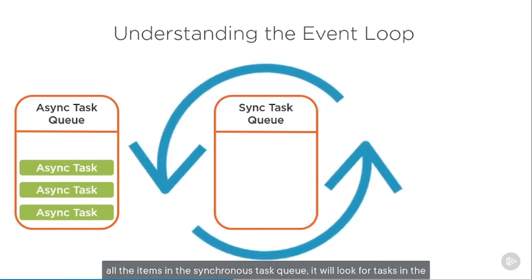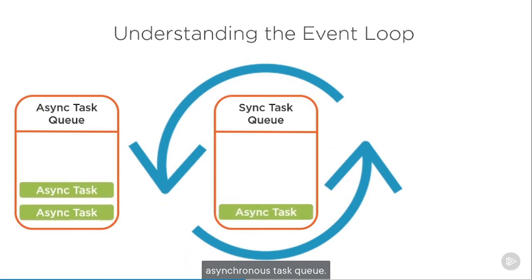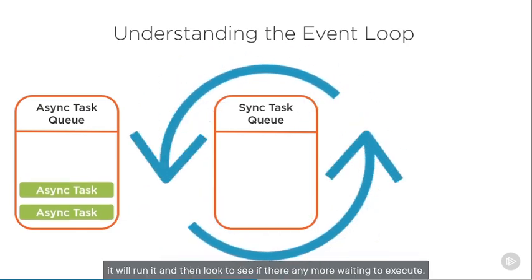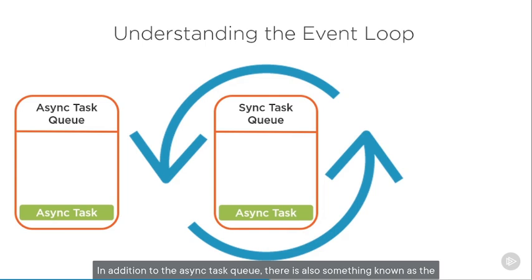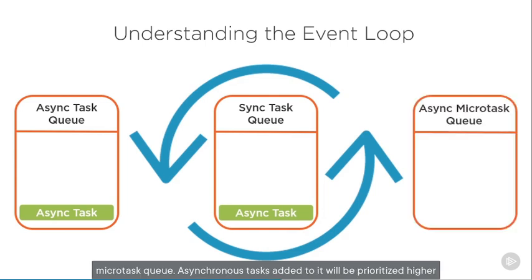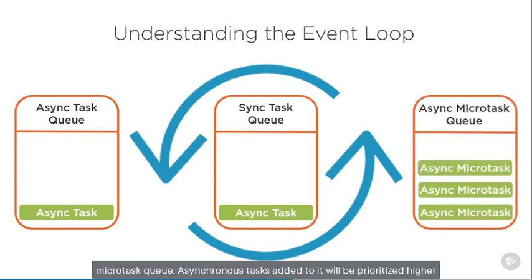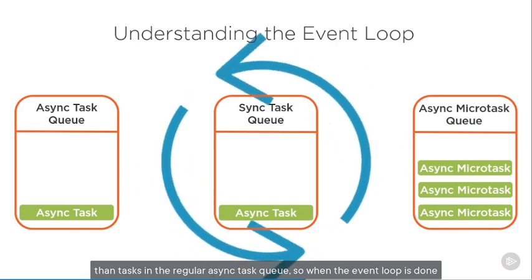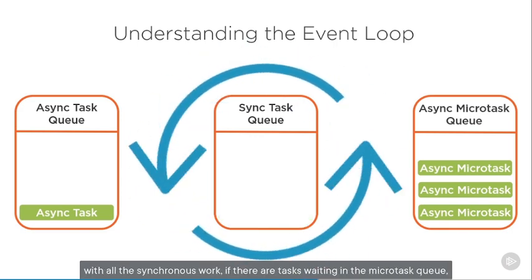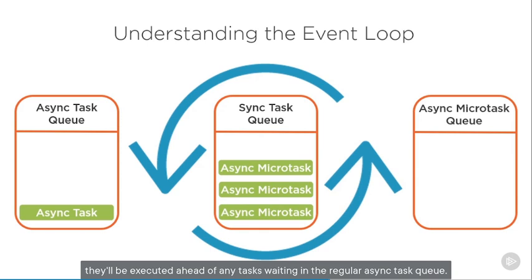When the event loop has processed all the items in the synchronous task queue, it will look for tasks in the asynchronous task queue. If it finds one, it will run it and then look to see if there are any more waiting to execute. In addition to the async task queue, there is also something known as the microtask queue. Asynchronous tasks added to it will be prioritized higher than tasks in the regular async task queue, so when the event loop is done with all the synchronous work, if there are tasks waiting in the microtask queue, they'll be executed ahead of any task waiting in the regular async task queue.